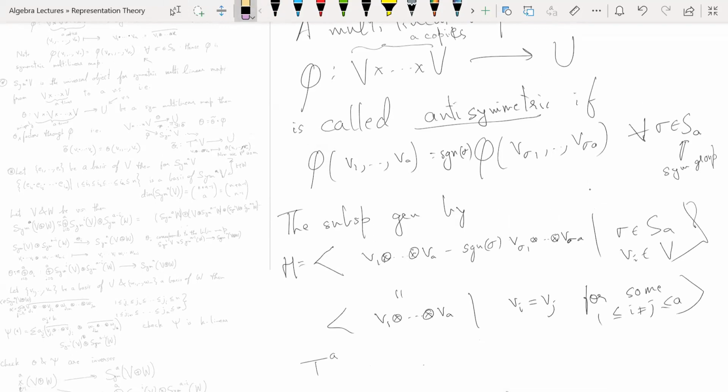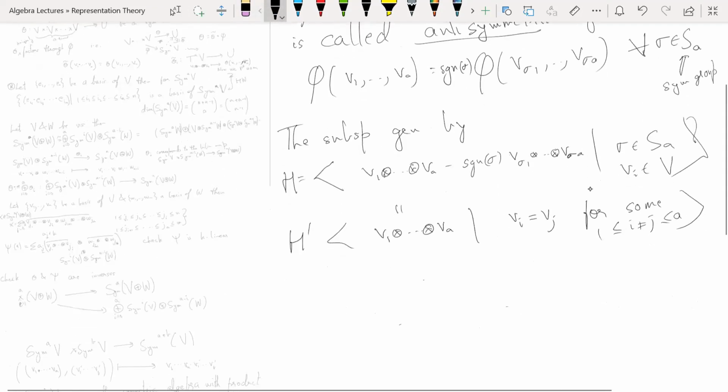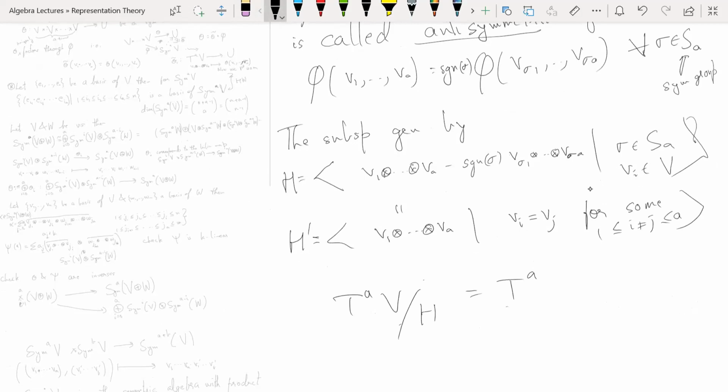And H prime is this. So I want to say that TA mod H is the same as TA mod H prime. So it's not some isomorphism. H and H prime are the same subspace.